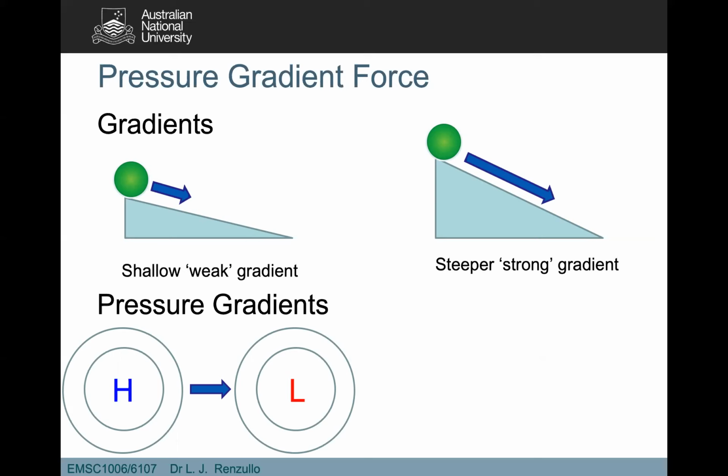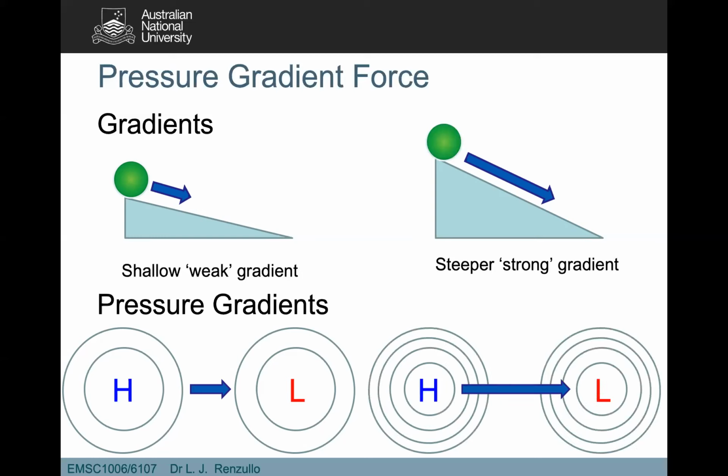That's just a fundamental rule that you should become familiar with. Pressure equalizes from a region of high pressure to low pressure. There is a flow of air from high to low. On the left here, we have an example of a weak pressure gradient. You can think of these as contours on a contour map, for example.